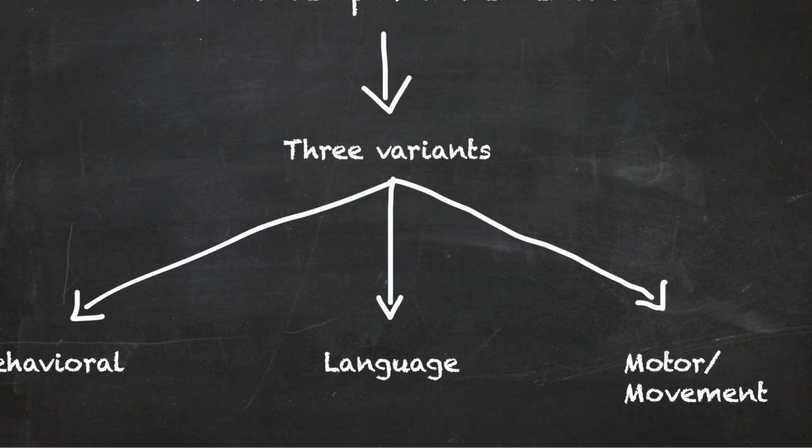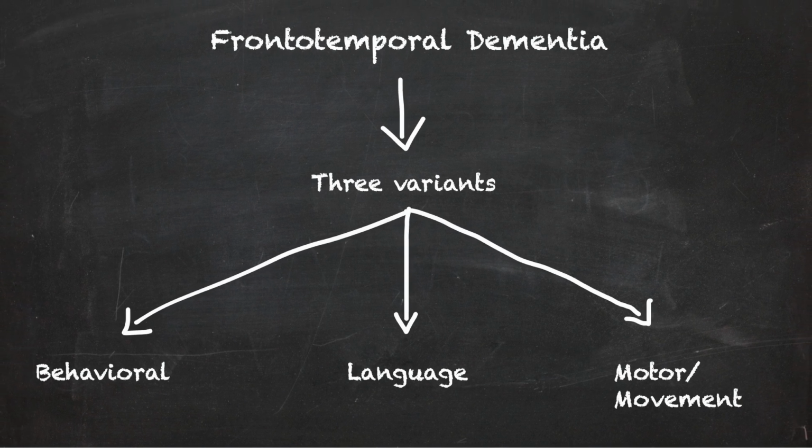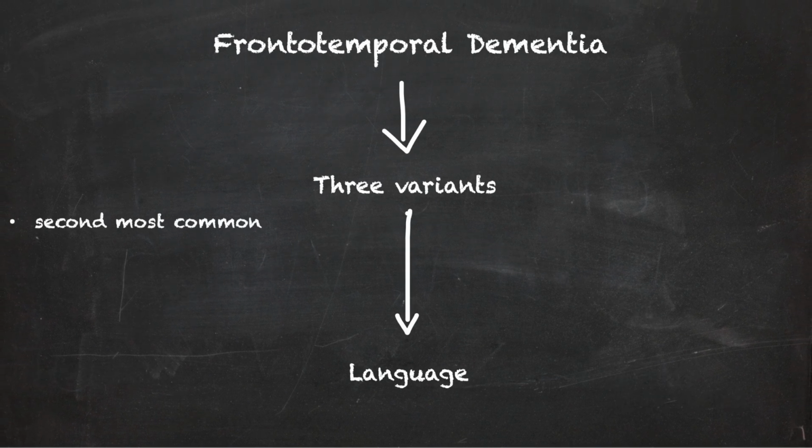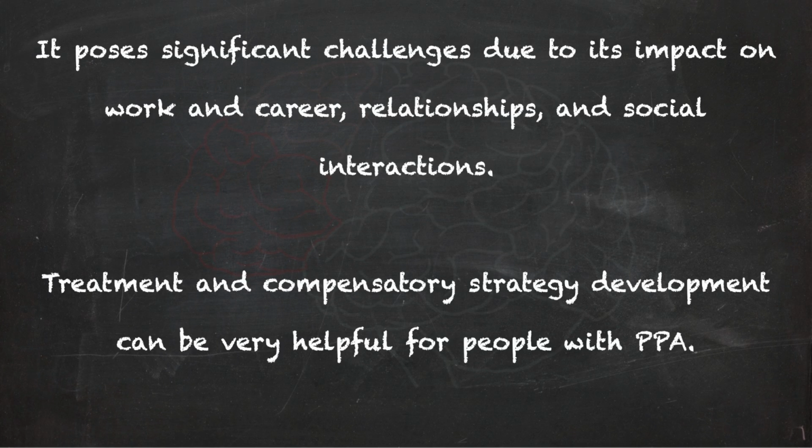In summary, language variant FTD, or primary progressive aphasia (PPA), is the second most common type of FTD. It is characterized by early symptoms of language problems, which could involve problems speaking, listening and understanding, reading, and/or writing. It poses significant challenges due to its impact on work, career, and relationships. Treatment and compensatory strategy development can be very helpful for people with PPA.